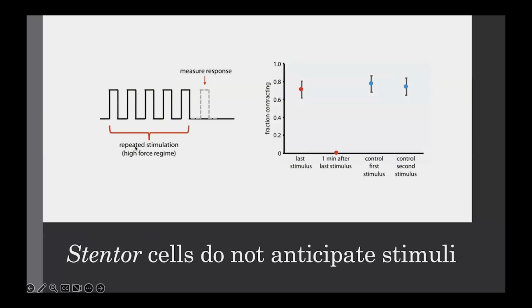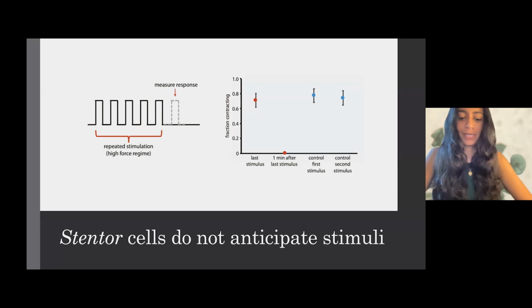We also wanted to test if Stentor can anticipate stimuli. One stressful personal story I have is when I had to set an alarm to catch a flight last week. My phone broke down that morning and my alarm actually didn't go off, but because I have an internal clock, I can anticipate what time it is. And so I woke up at 3 a.m. anyway, despite my phone not going off. So can Stentor do the same thing is the big question.